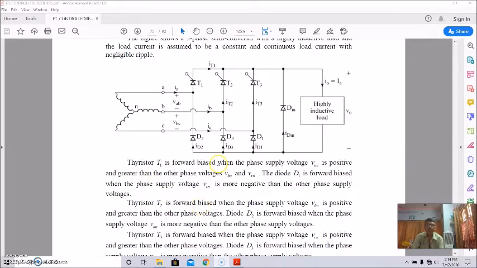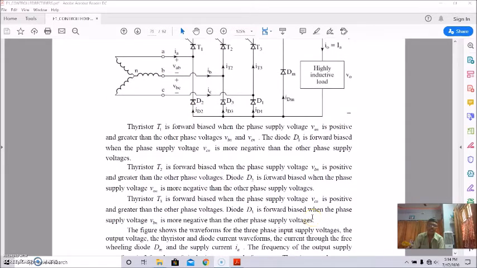Thyristor T2 is forward biased if VBN is positive and greater than the other phase voltages. Then thyristor T2 will be in conduction, and diode D2 will come into conduction if it is forward biased, when the phase supply voltage VAN is more negative than the other phase supply voltages. So in that case the path will be like this. This is the current flow path.